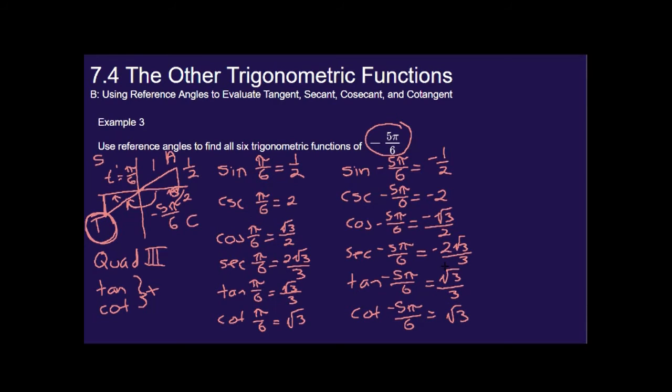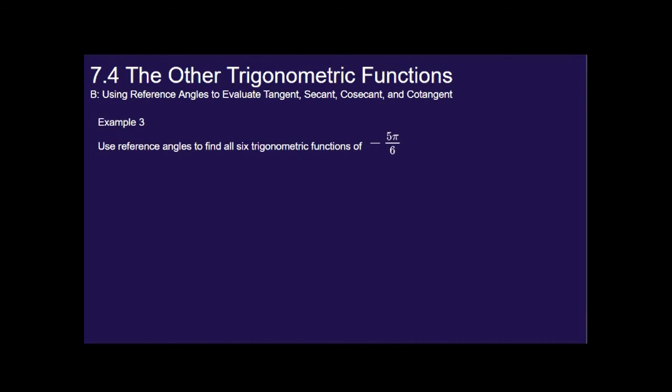Okay, so that's how we use the reference angle, pi over 6, in order to find the trigonometric functions of an angle that is not within the first quadrant. Okay, now I'm going to put up a try it problem for you. Try it number 3. Use reference angles to find all 6 trigonometric functions of negative 7 pi over 4.